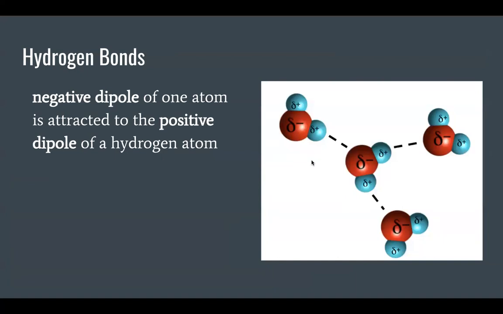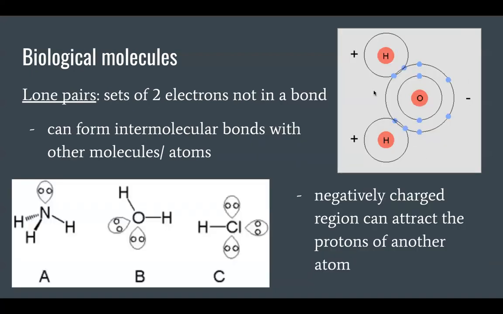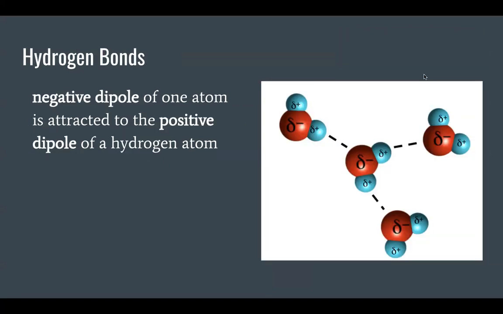Hydrogen bonds are an example of lone pair interactions. In this diagram, you can't see the lone pairs, but go back to this diagram, this water molecule up here, and you can see the lone pairs attached to oxygen. So let's go back to this diagram.